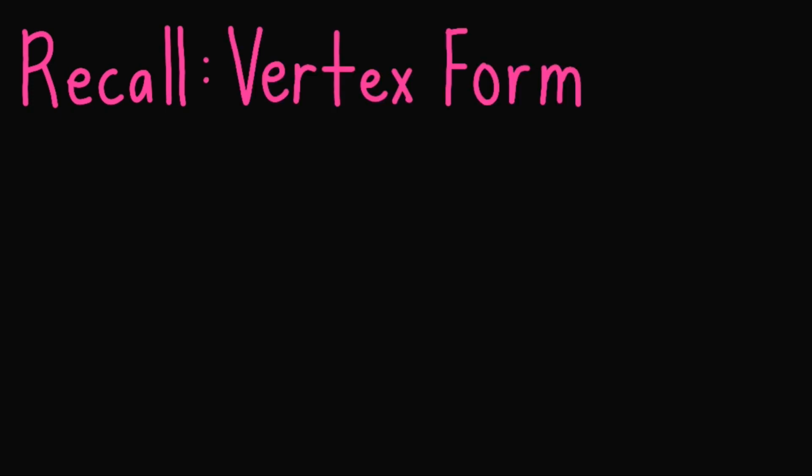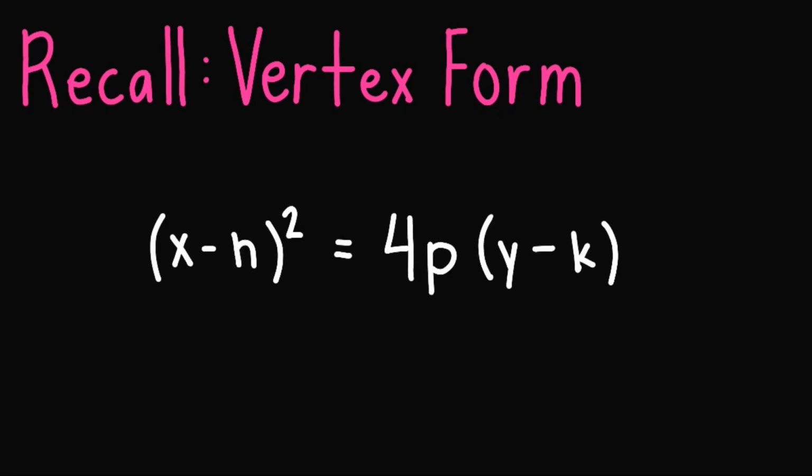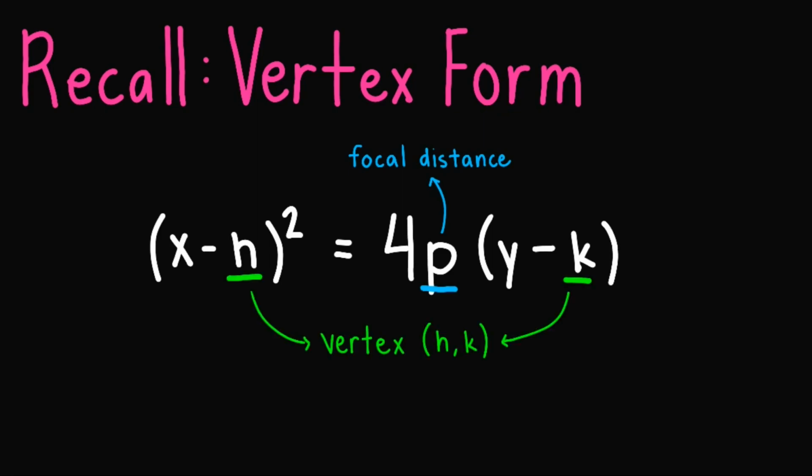Hi there. Recall that in the previous video, we learned about the vertex form of a parabola. This is given by the quantity x minus h squared equals 4p times quantity y minus k, wherein p is the focal distance and (h, k) is the vertex of the parabola. But take note that this only applies for parabolas oriented vertically.